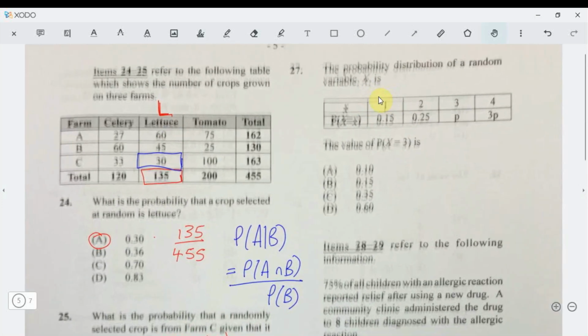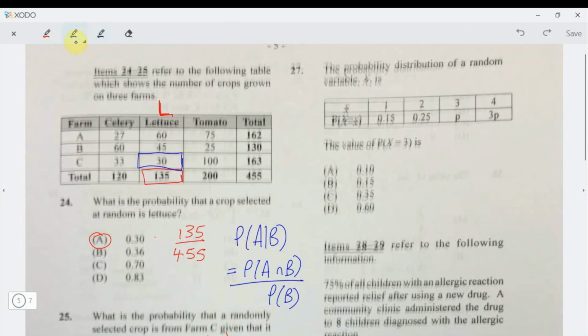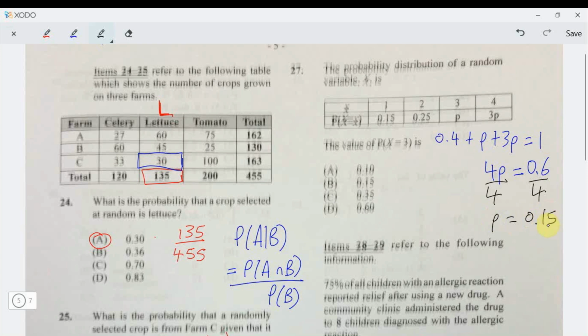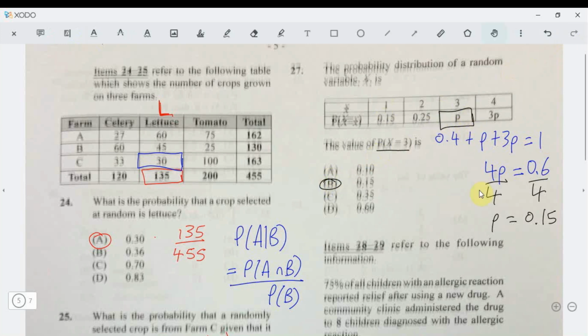Question 27 says the probability distribution of a random variable x is given, and we want the probability x equals 3. So we need to find out what p is. First thing we realize, this is 0.15, this is 0.25. So add them, that's 0.4. Plus p plus 3p must be 1. But p plus 3p is 4p. So 4p equals, bring over the 0.4, that becomes 0.6. Then you divide both sides by the 4, so you get p equals 0.15. The probability x equals 3 is just the p. So p equals 0.15.